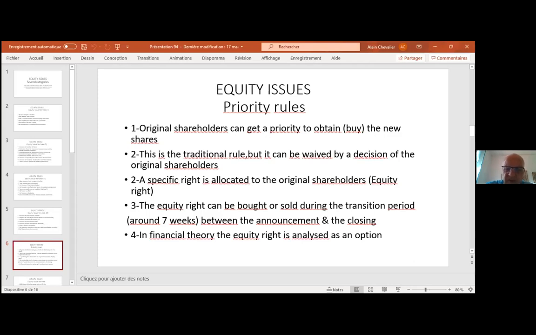It means when the operation is announced, the original share is divided into two elements, the new share and the equity rights, okay? And these two elements can be bought and sold on the stock market for a transition period, which has a length of about 7 weeks. So we will consider here 3 periods of time: before the announcement; between the announcement and the closing, the transition period; and after the closing, the new situation.